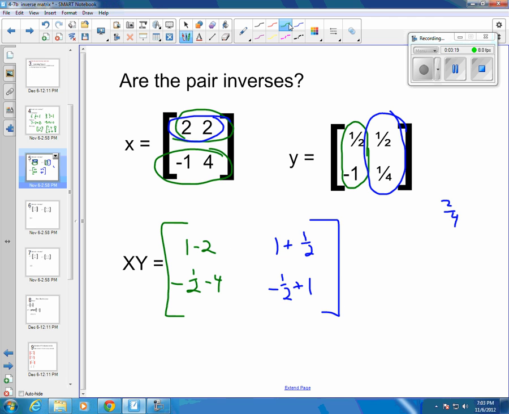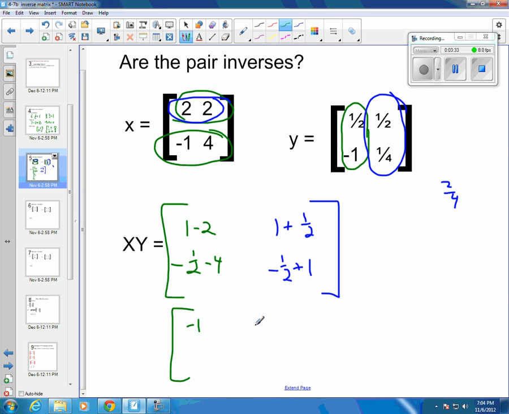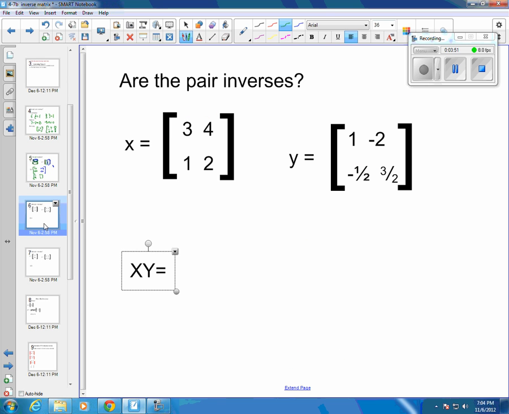Then we want to simplify this, and we can see right away this is not going to give us 1, 0, 0, 1. 1 minus 2 is -1. 1/2 plus 1 is 1 1/2. -1/2 minus 4 is -4 1/2. And -1/2 plus 1 is 1/2. This is not even close to the identity, so these are not inverses of each other. Let's take a look at another one.